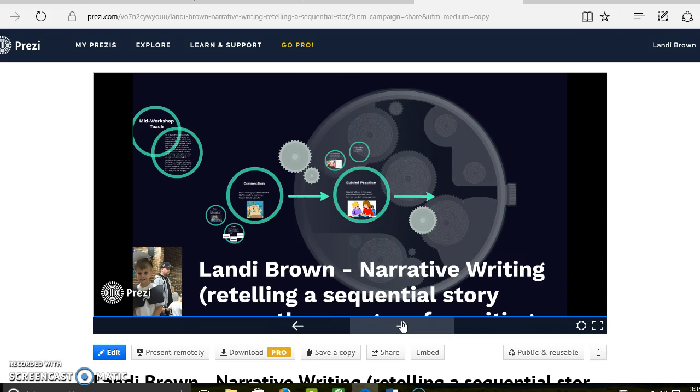And that concludes the lesson of narrative writing, retelling a sequential story while touching the pages of a booklet.